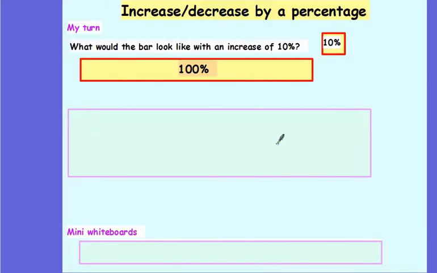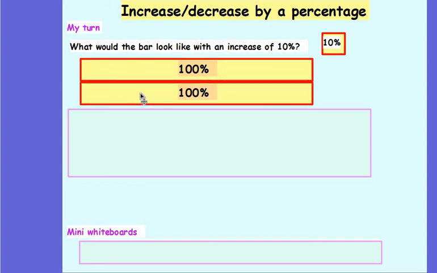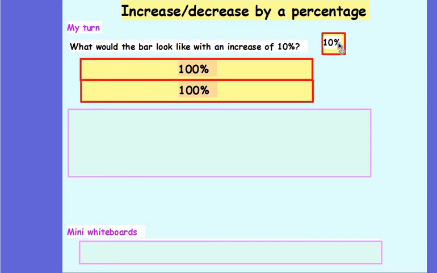Right, today's lesson we're going to move on to increasing and decreasing numbers by a percentage. So to start off, I'm going to do an example, and then you're going to do an example on your mini whiteboard or in your light blue books. So here's my bar, and this is 100%. What would my bar look like with an increase of 10%? Well, to increase by 10%, we'd start off with this 100%, and I'd just add on that 10%. So altogether, I'd have 110%. Nice and straightforward to start with.